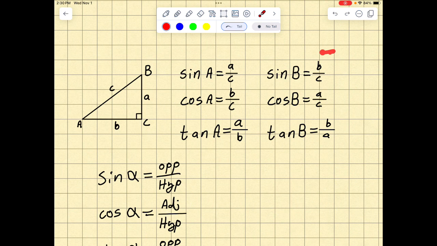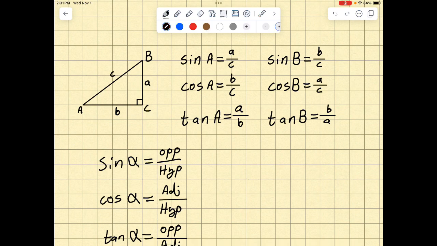The same thing can be done from angle B. Now, when we're looking at angle B, the opposite is lowercase b, and the hypotenuse is still c. Looking at cosine, the adjacent is a and the hypotenuse is c. When we're looking at tangent, we have opposite over adjacent. So that's our three basic trig functions.